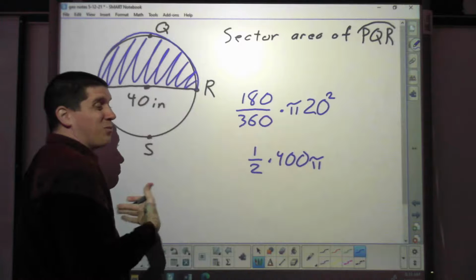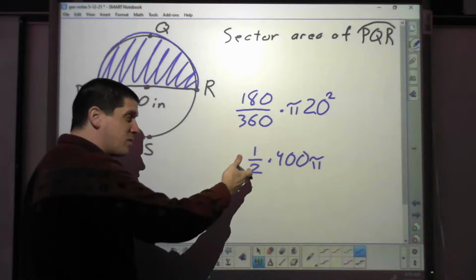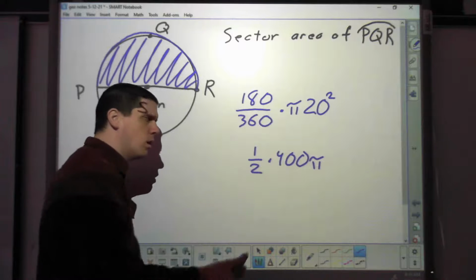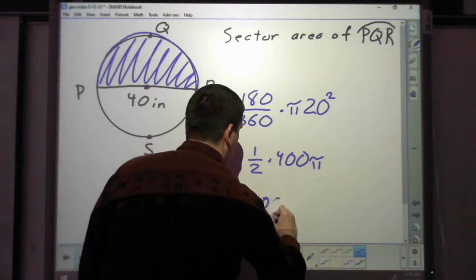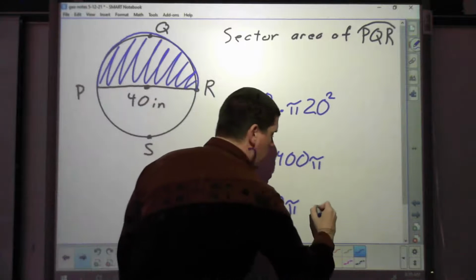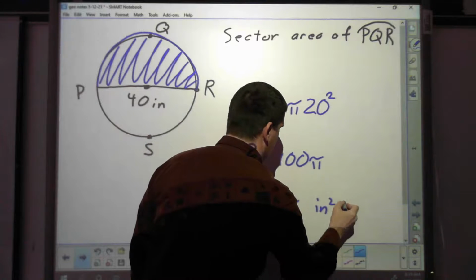And then right here, I could write it this way and say 400 pi over 2, or I can say, okay, what's half of 400? Oh, that's 200. And then again, my unit, inches squared.